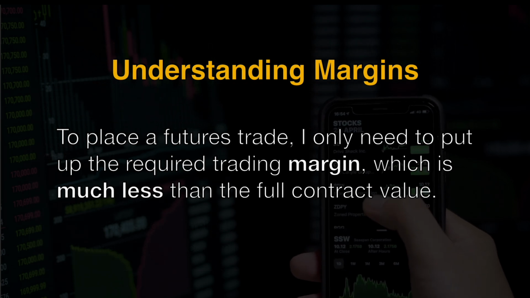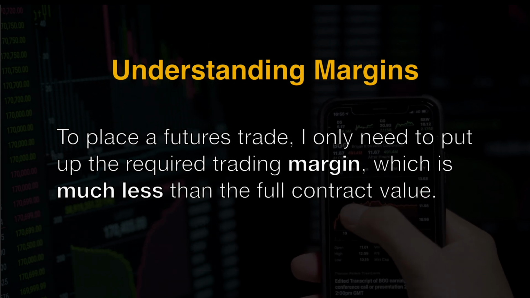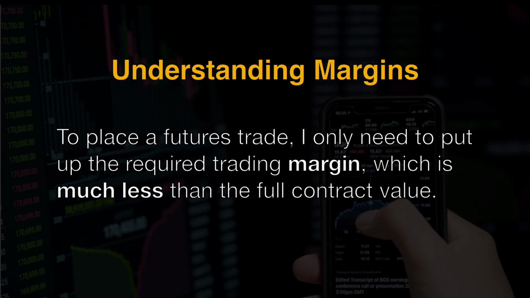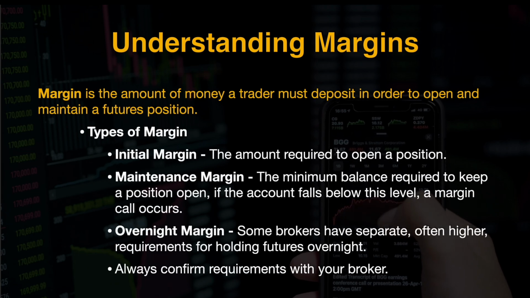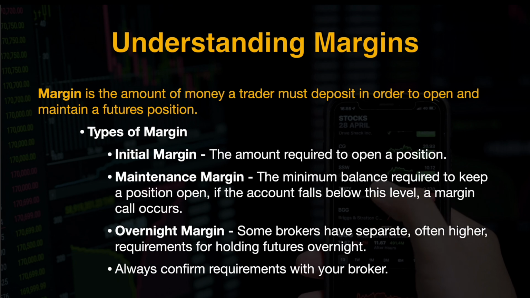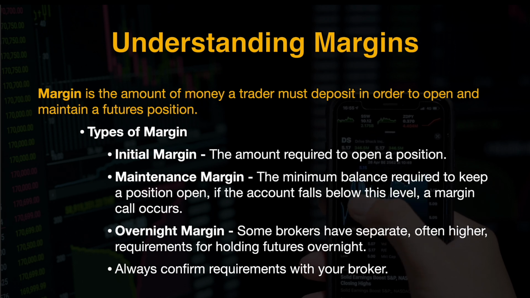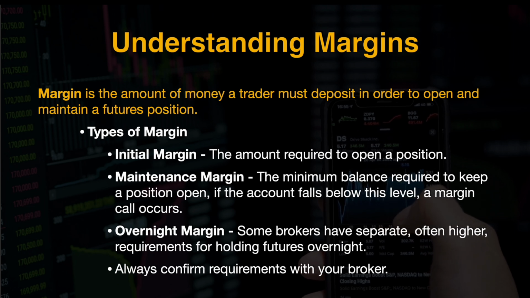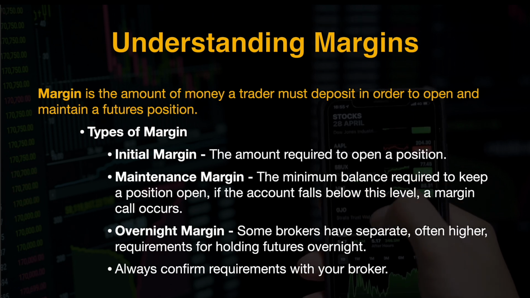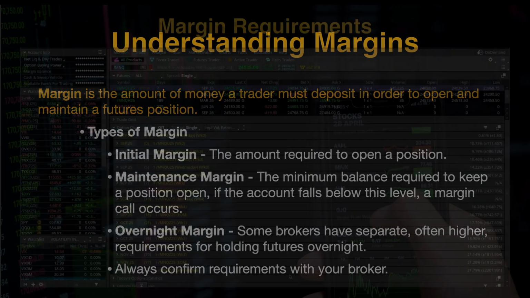A word about margins. To place a futures trade, I only need to put up the required trading margin, which in futures is much less than the full contract value. Margin is the amount of money a trader must deposit in order to open and maintain a futures position. There are 3 types of margin: initial margin, maintenance margin, and overnight margin. Initial margin is the amount required to open a position, while maintenance margin is the minimum balance required to keep the position open. If the account falls below this level, a margin call occurs. And some brokers have a separate overnight margin, which is often higher. Always confirm the requirements with your specific broker.